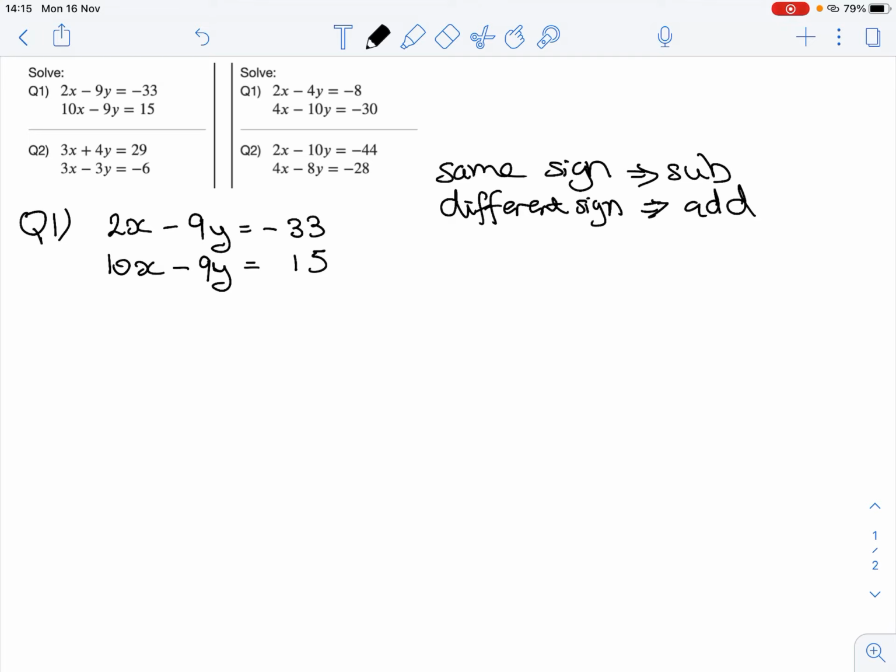So let's look at question 1. We have 2x minus 9y equals minus 33 and 10x minus 9y equals 15. Remember, we have the same number of y in the first equation and the second equation, so we don't need to do any multiplications. They are the same sign, so we have to subtract the two equations.